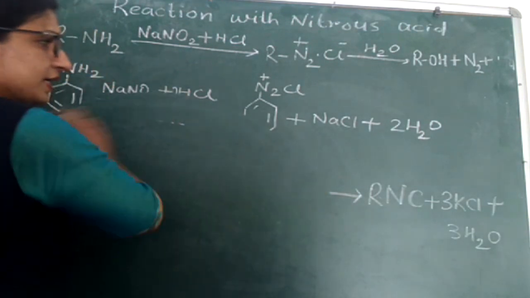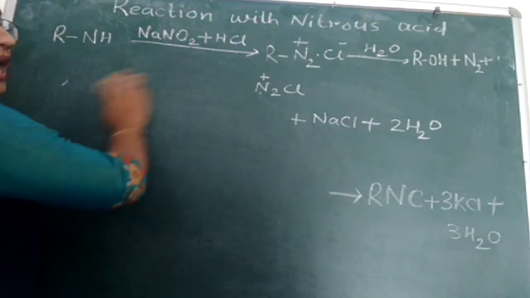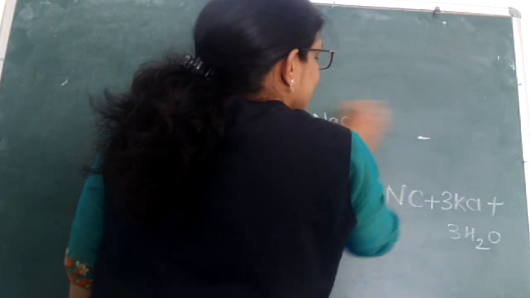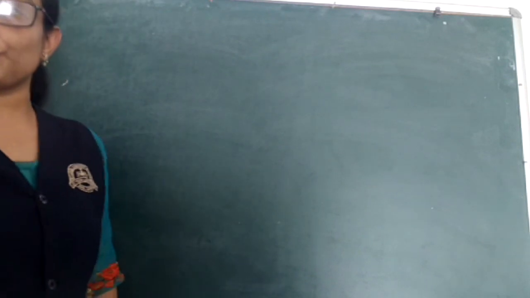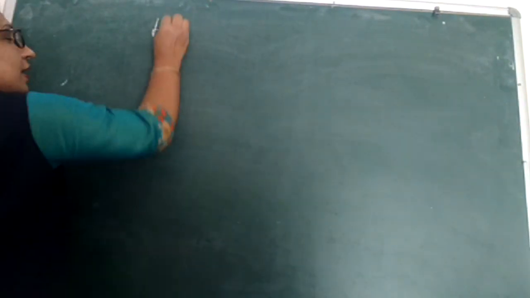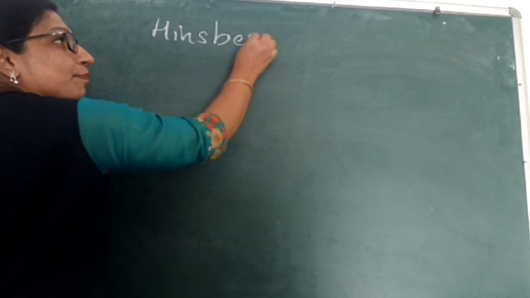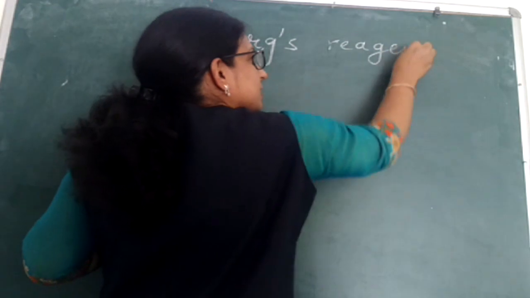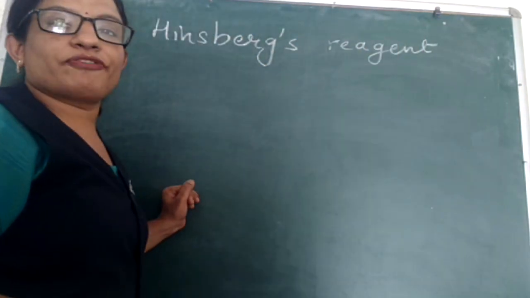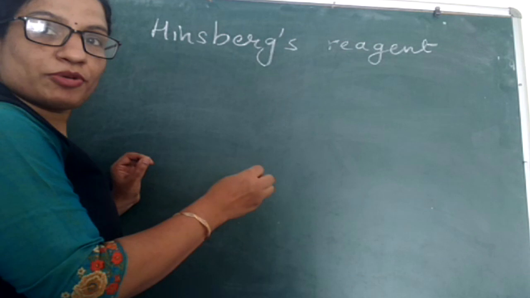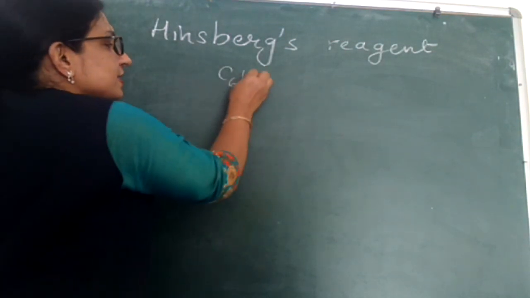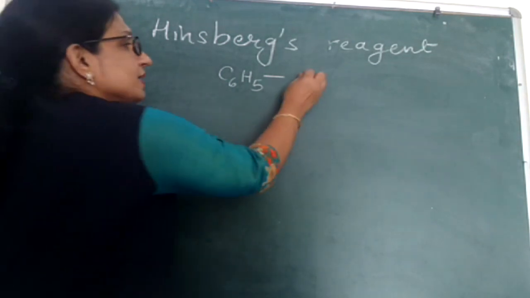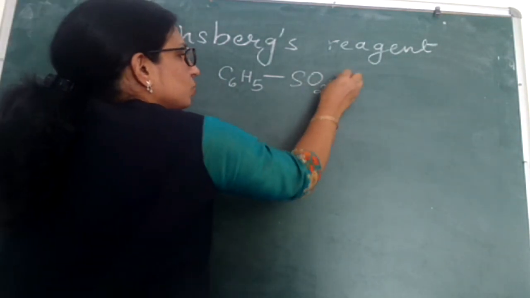What is Hinsberg's reagent? Hinsberg's reagent is aryl sulfonyl chloride. As I told you, Hinsberg's reagent is aryl sulfonyl chloride. In the form of a formula, we can write it as C6H5, the aryl group. Here we are taking phenyl, and sulfonyl chloride is SO2Cl.